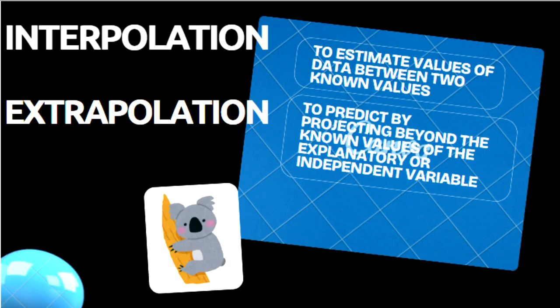Last part of the lesson, and I'm not sure how to say this word, so I'm guessing, is interpolation and extrapolation. I know it's extrapolation, so I'm guessing this is interpolation. Interpolation is to estimate values of data between 2 known values, and extrapolation is to predict by projecting beyond the known values of the explanatory or independent variable.